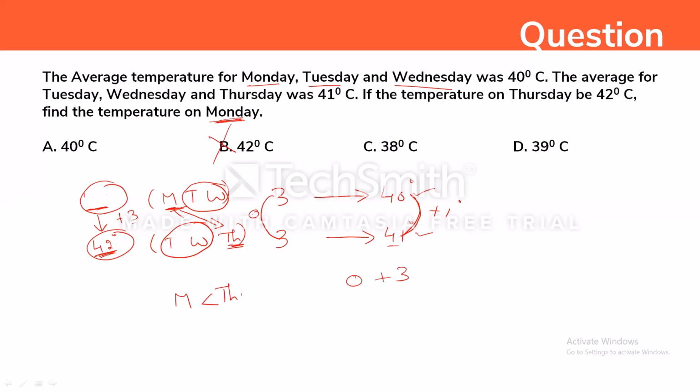Which value added to 3 will give you 42? Or else you can go with reverse: 42 minus 3 will give you the Monday temperature. Or you can think of which value added to 3 gives 42, which is nothing but 39. Why? Because 39 plus 3 will give you 42. So the answer is 39. The temperature on Monday is 39.